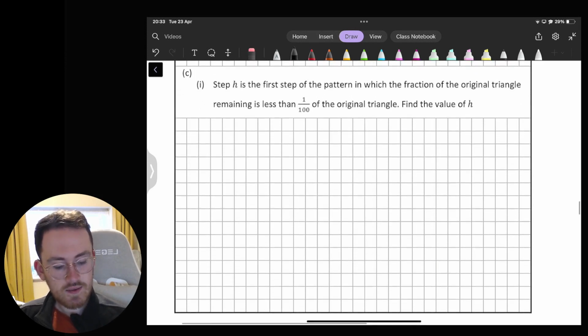Part C, then. Step H is the first step in the pattern in which the fraction of the original triangle remaining is less than 1/100th of the original triangle.